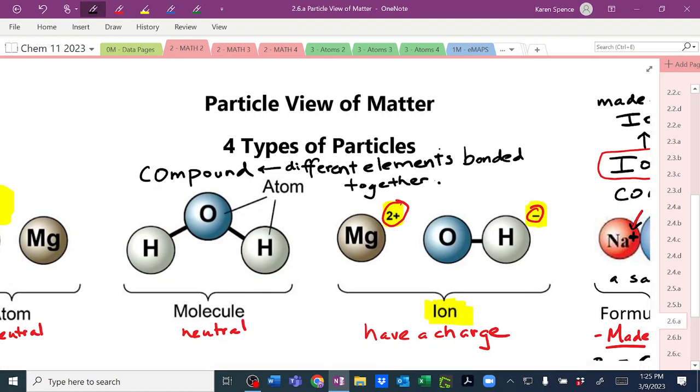Now this is made of oxygen and hydrogen. What types of elements are oxygen and hydrogen? They are both nonmetals. So we have a nonmetal and a nonmetal. So these are all nonmetals.